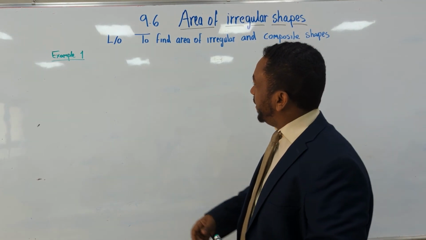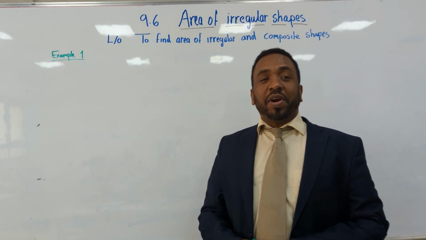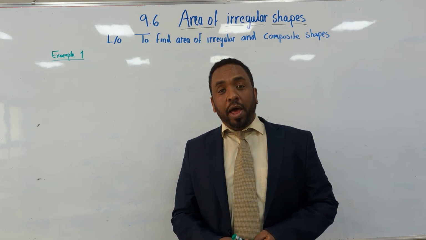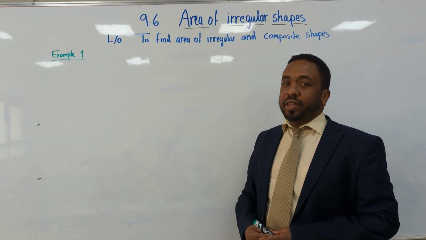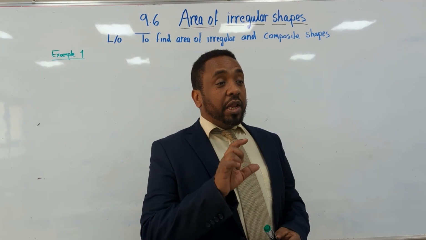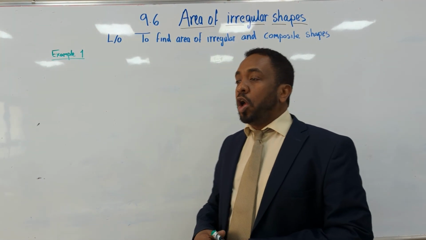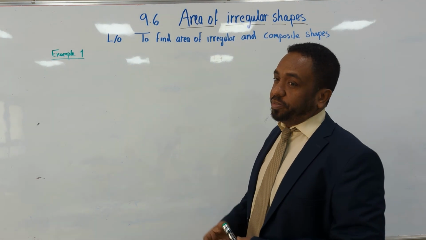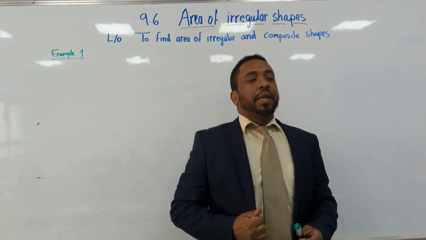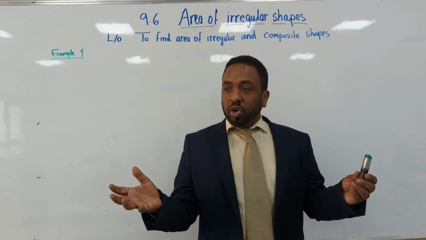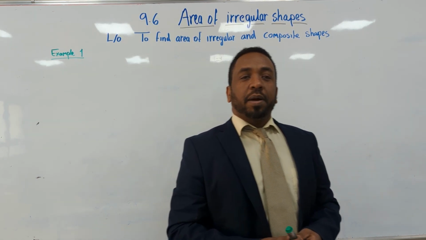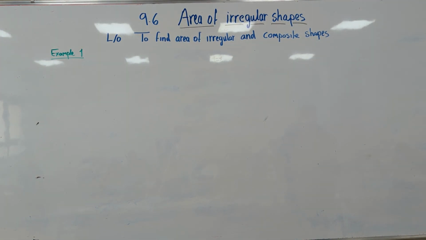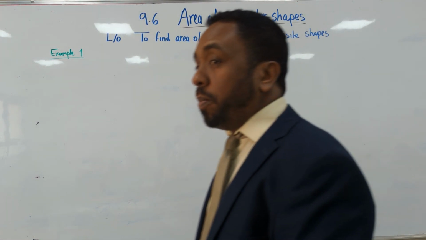Today we are learning area. How do we find the area of irregular shapes? So the learning objective is to find the area of irregular shapes and composite shapes. What composite means is combining two different shapes put together. Okay? So let's start the first example. We're going to write one shape which is composite.